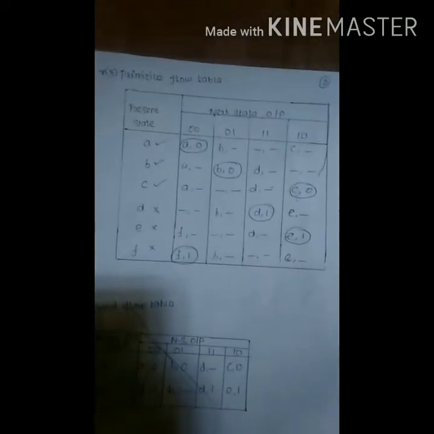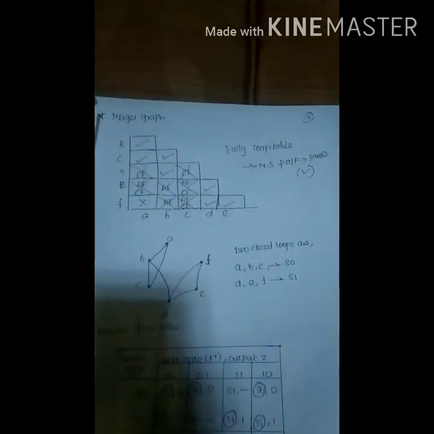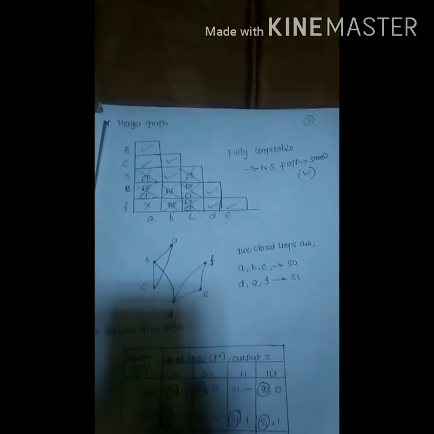So after the design of the primitive flow table, our next step is the Merger graph. The Merger graph is used to reduce the number of repeated states. So how to draw the Merger graph? I'll explain. There are 6 states available in your primitive flow table, from A state to F state.